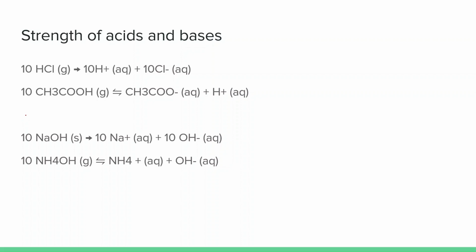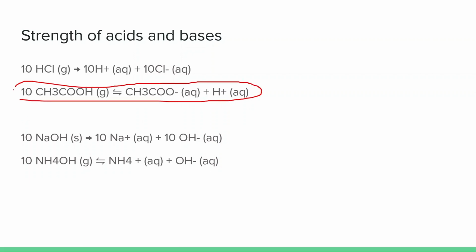And the second reaction over here is 10 CH3COOH, which, if I'm not wrong, is ethanoic acid. So here we see partial ionization, which means that we'll get some CH3COO- and H+ ions, but there won't be complete ionization to give us 10 CH3COO- and 10 H+ ions. So that difference is what makes it a weak acid. Weak acids are those which undergo partial ionization in aqueous medium.